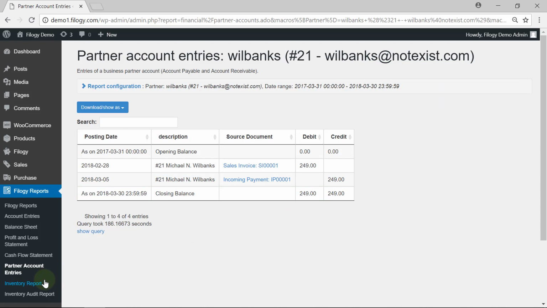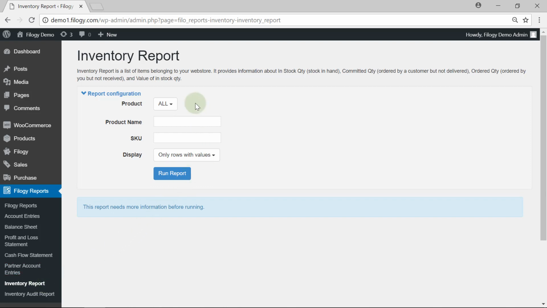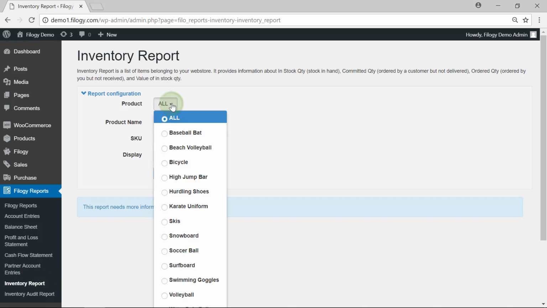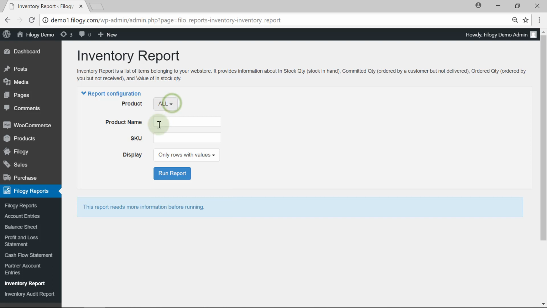The following is the inventory report. Select this menu. You can choose from a list which product you want to report. You can also search for product name or SKU. After entering the parameters, press the Run Report button.